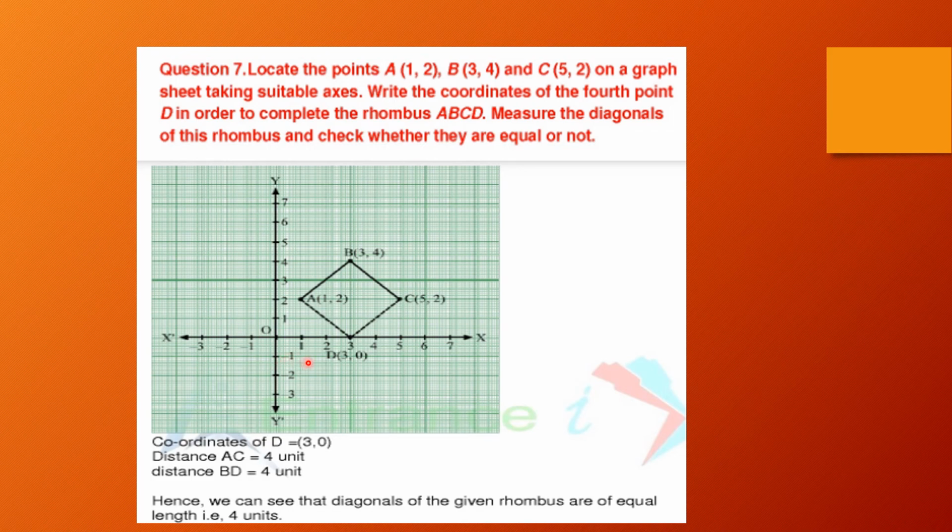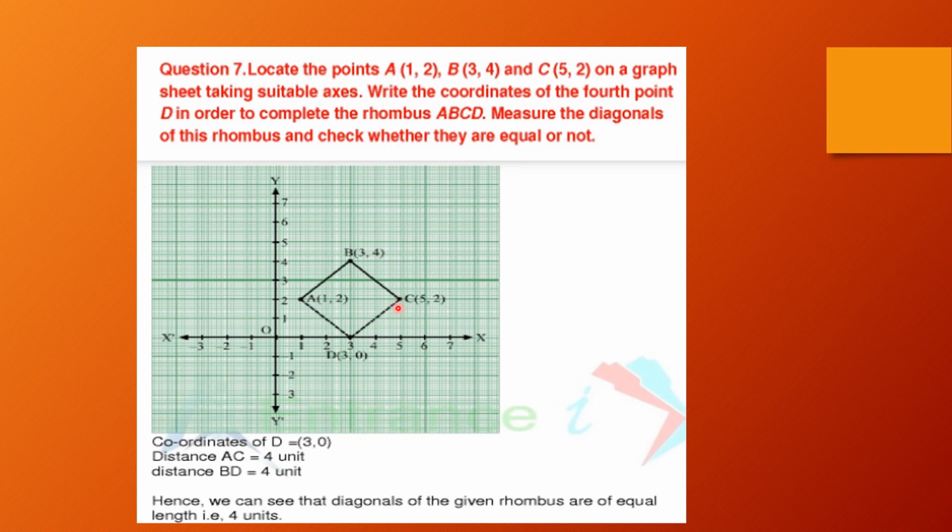Now take a point A of (1, 2). That is, along the x-axis take 1 unit and along the y-axis take 2 units. The intersection of (1, 2) is point A. And take 3 units along the x-axis and 4 units along the y-axis. So the intersection forms a point B of (3, 4). And take 5 units along the x-axis and 2 units along the y-axis such that the intersection forms point C of (5, 2) on a graph sheet.